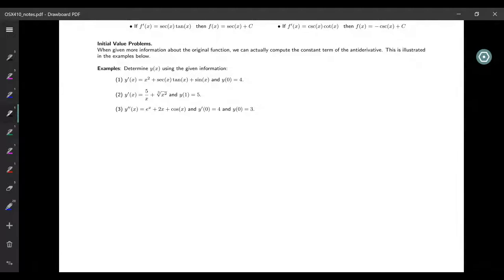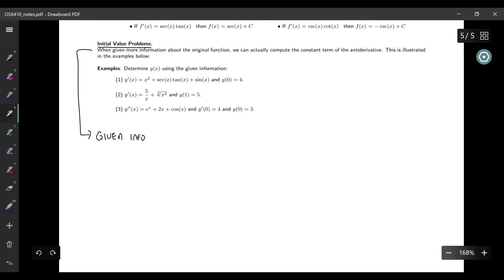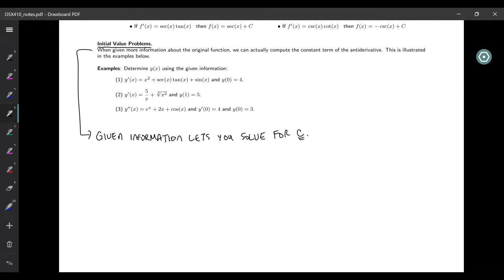All right, so now we get to part 3, which is what's called an initial value problem. In this case, this is where given information lets you solve for that constant, that plus C piece that we were having to keep writing. So let's look at the first example.